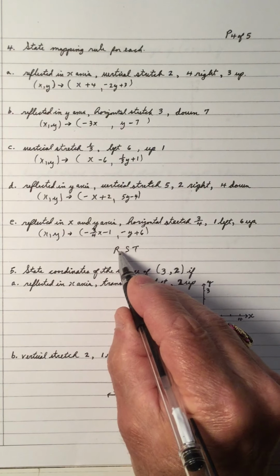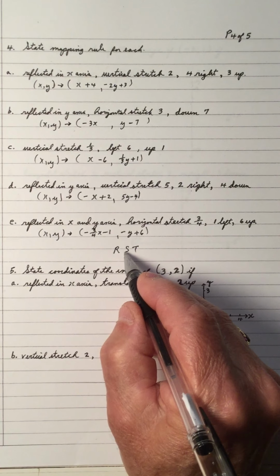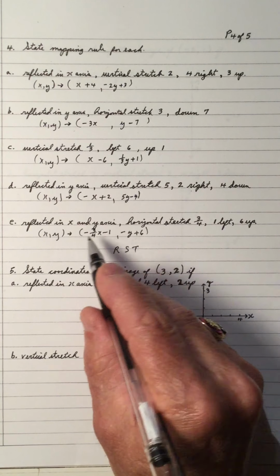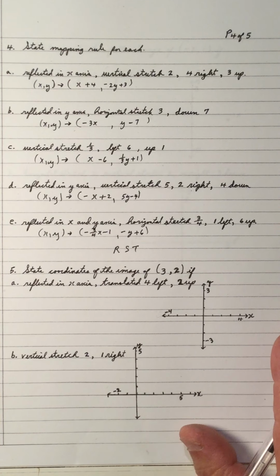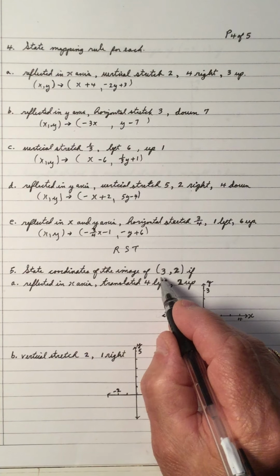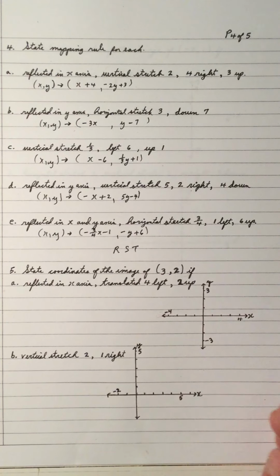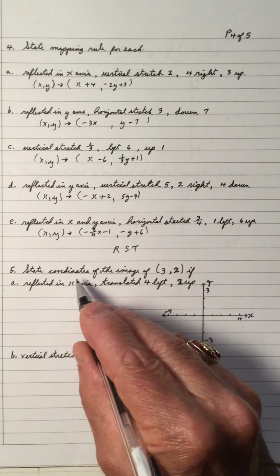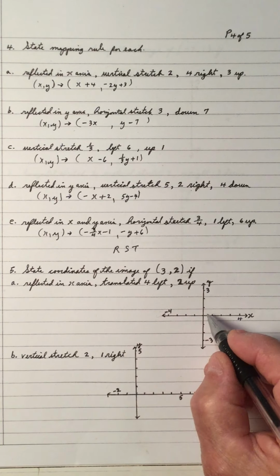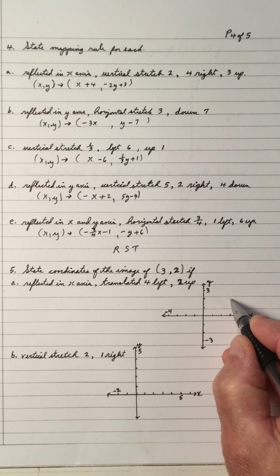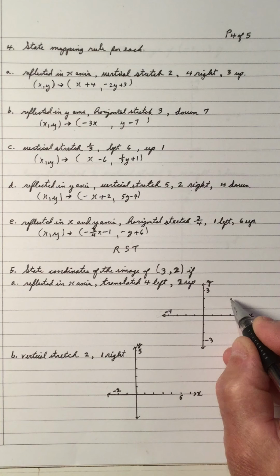So if you do your reflections, then your stretches, and then your translations, that's the way I do it. State the coordinates of the image of 3, 2, if. Let me do this 2 ways. Here we go. Let's take the point 3, 2. X is 3, y is 2, right here. There's the point 3, 2.